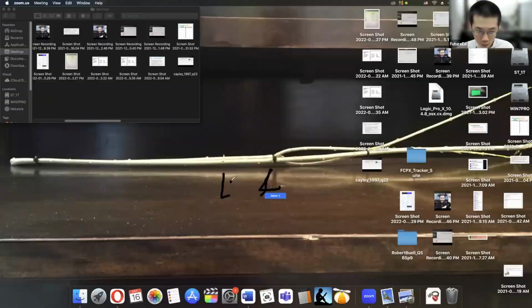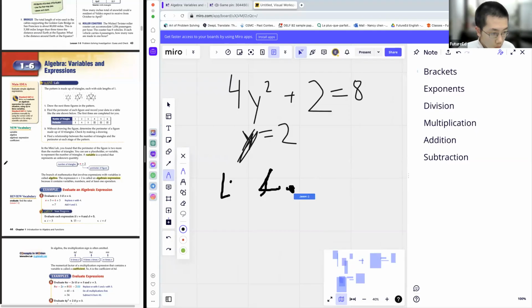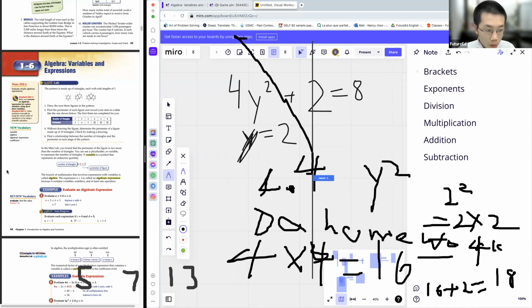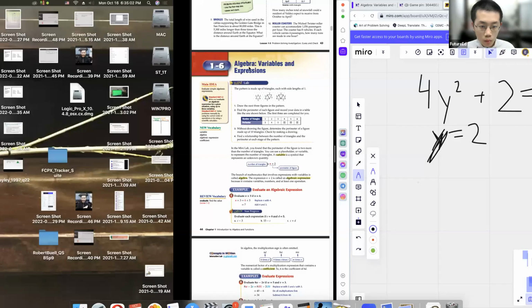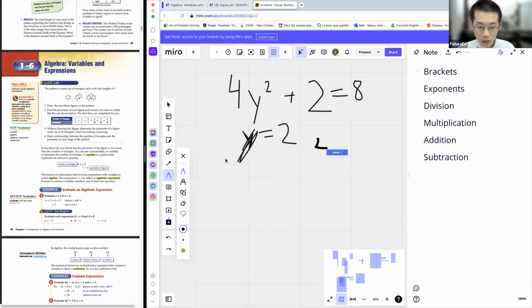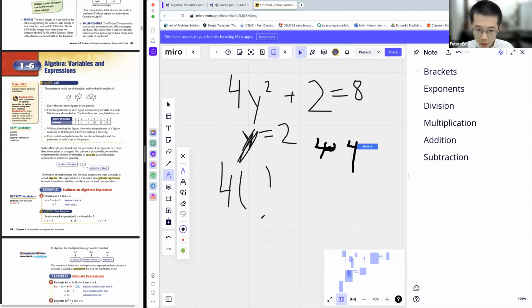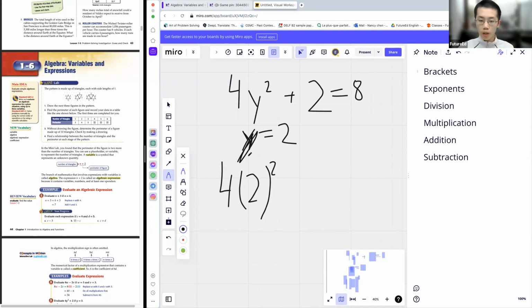I would try doing it this way. So on a test, you would rewrite the question with the variable put in. So we know that y is equal to 2. In this case, we can simply fill it in like this, right? Instead of y, we can just replace it with brackets and then throw the little number inside. So 4y squared would be written as 4 times 2 squared plus 2. That's how we would substitute the 2 into the expression.